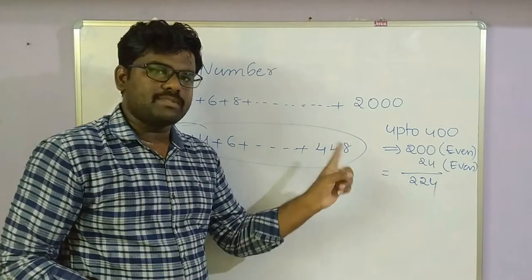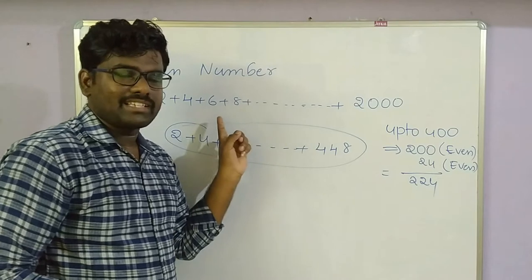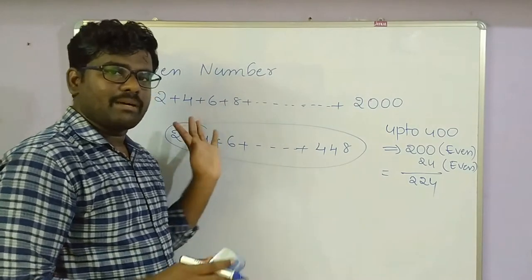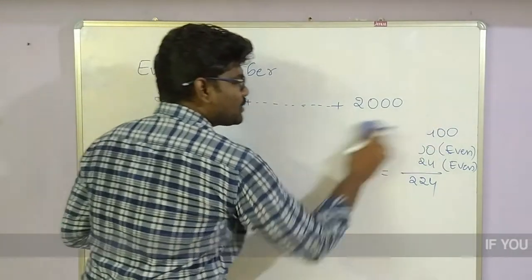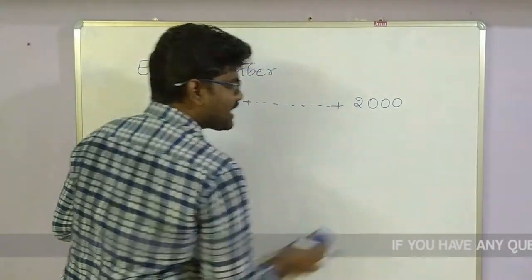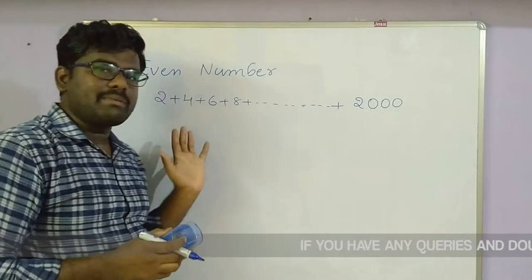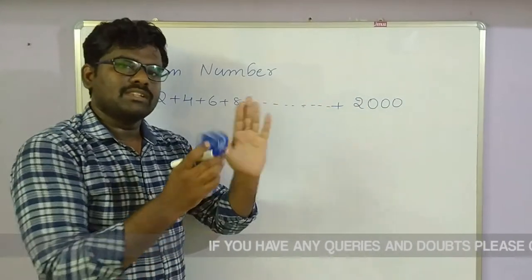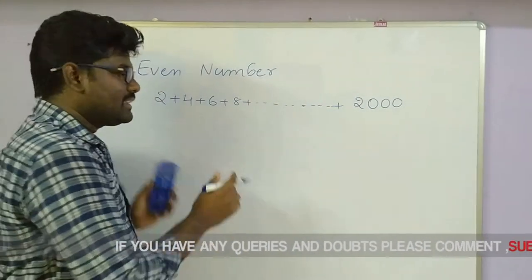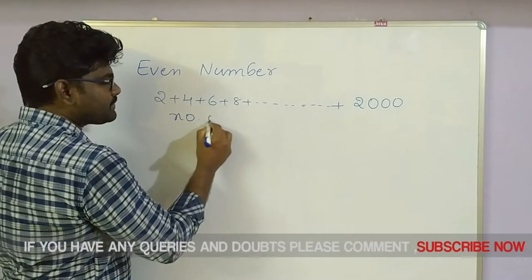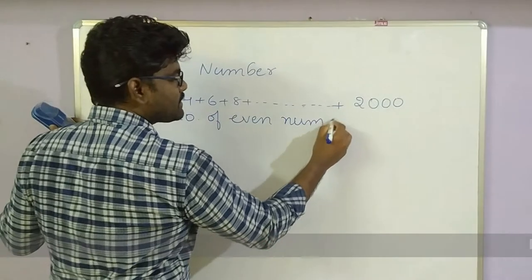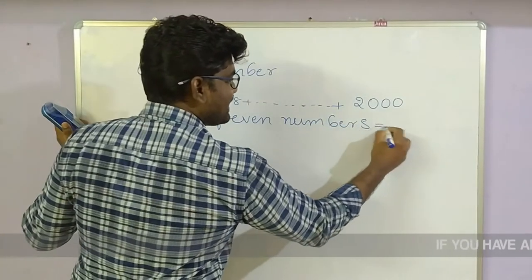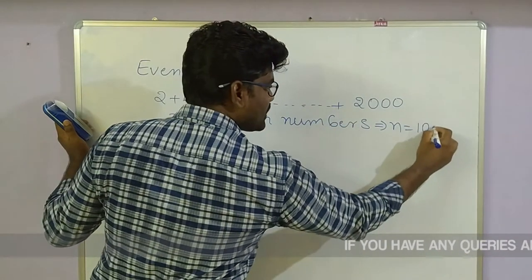First, when any question like this is given, we need to observe how many even numbers are there. For example, 2 plus 4 plus 6 plus 8 and so on up to 2000. How many even numbers are there? Clearly, up to 2000 there are 1000 even numbers and 1000 odd numbers. That means the number of even numbers, n, we can take as 1000.